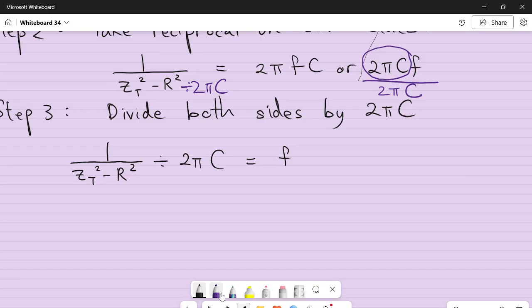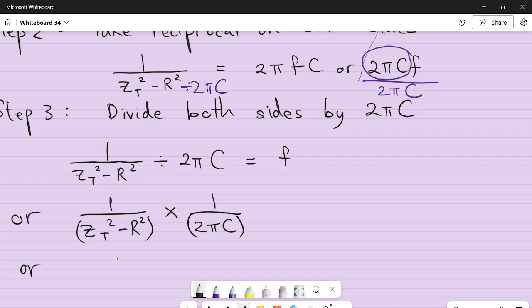Because in algebra we don't like to use a divide sign. When you divide, you have to times. If you remember at school, fractions. So it's to times by 1/2 pi c, which means you could simplify that because the bottom denominator can times. So it's basically 1/zt square minus r square multiplied by 2 pi c is equal to f.